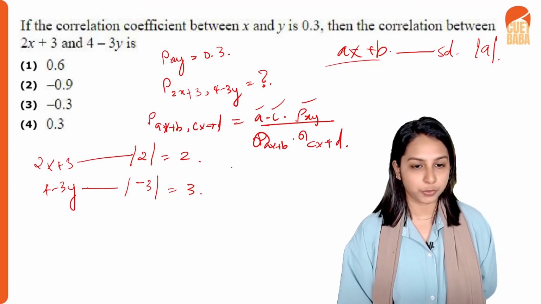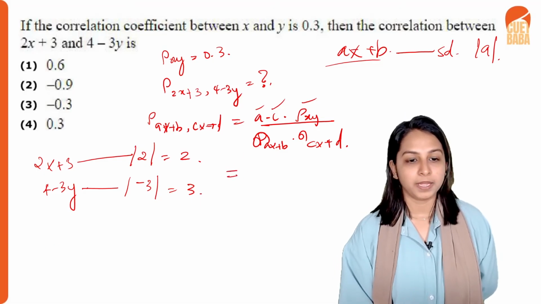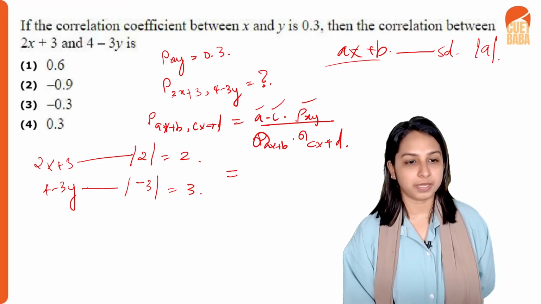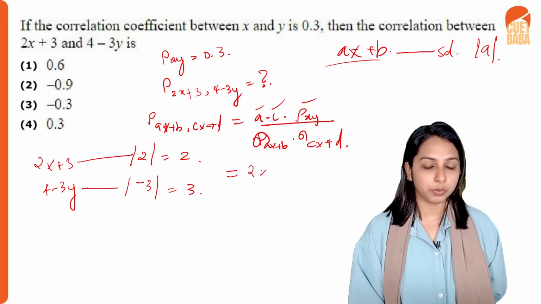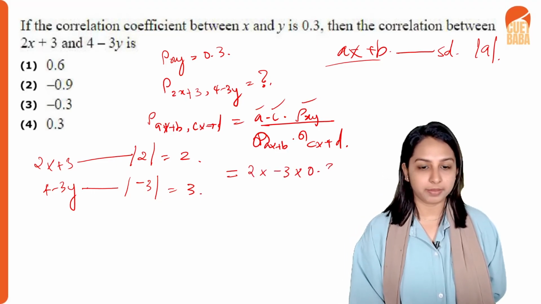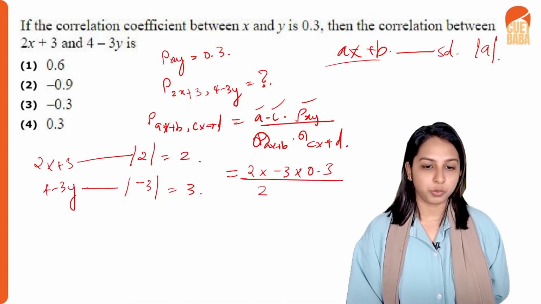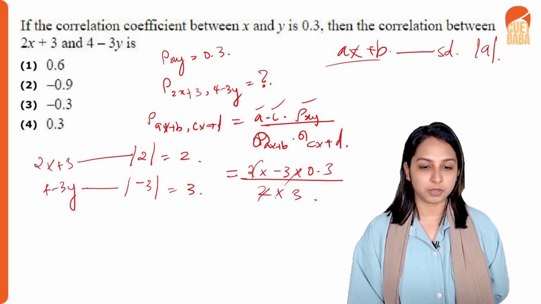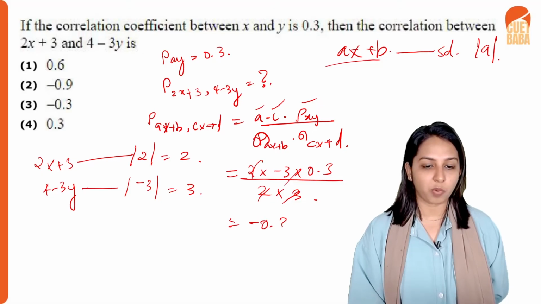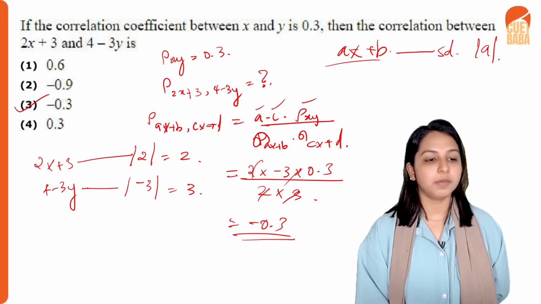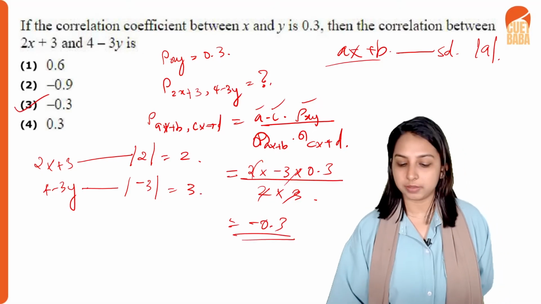So we are going to substitute it as a into c into rho xy, that is 2 into minus 3 into 0.3 divided by 2 into 3. So we can cancel this and the answer is minus 0.3. That is, the third one is the right answer, minus 0.3.